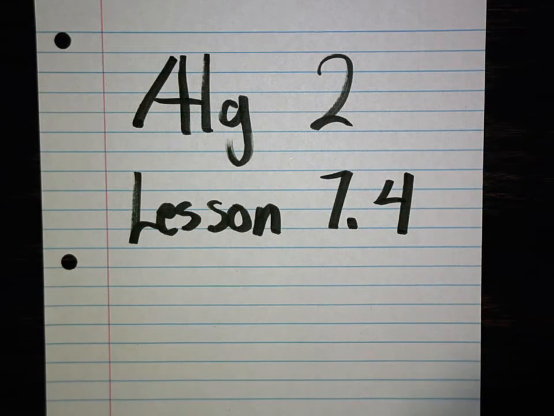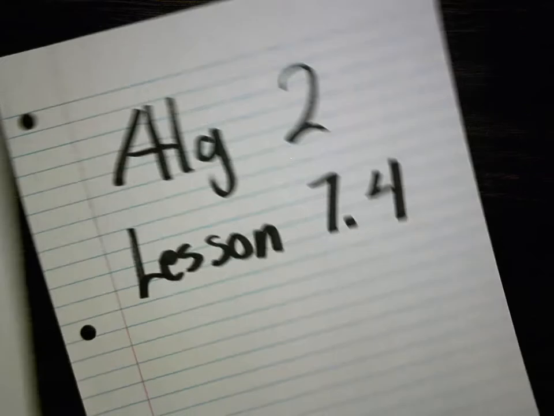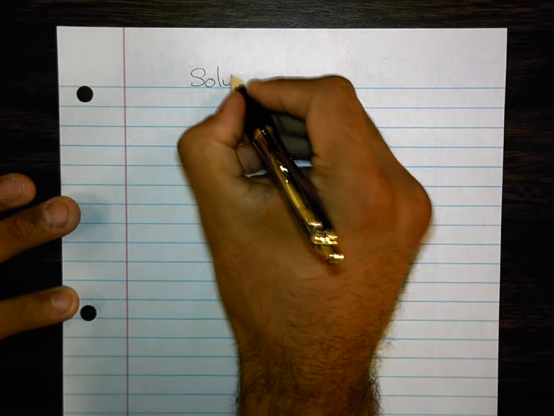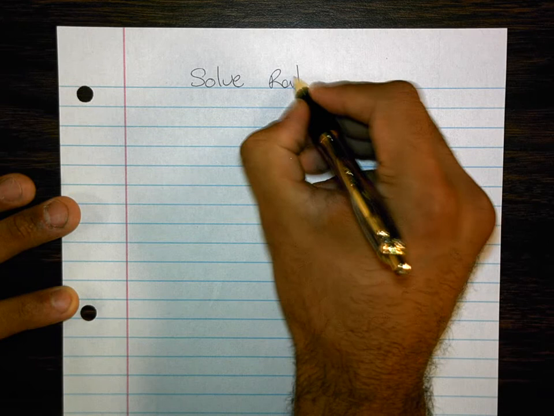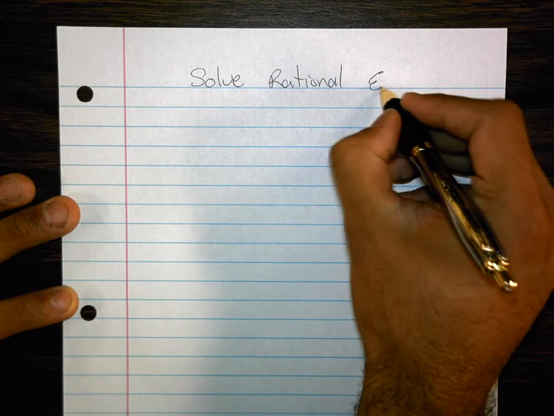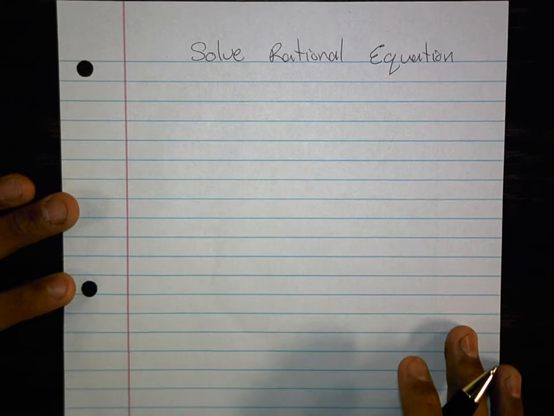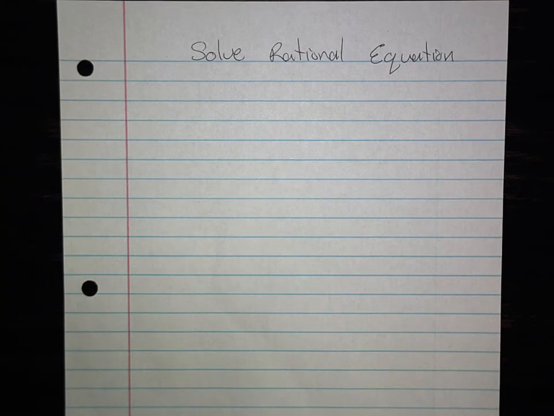Algebra 2 lesson 7-4. This is the last objective for unit number 7 before we take our test next Tuesday. So let's go ahead and begin. The actual title to this is Solve Rational Equations. If you remember, what I said yesterday was the definition of a rational expression was you had fractions with variables in it. Well, now we have fractions with variables and there's equations, meaning there's something on both sides of an equal sign.